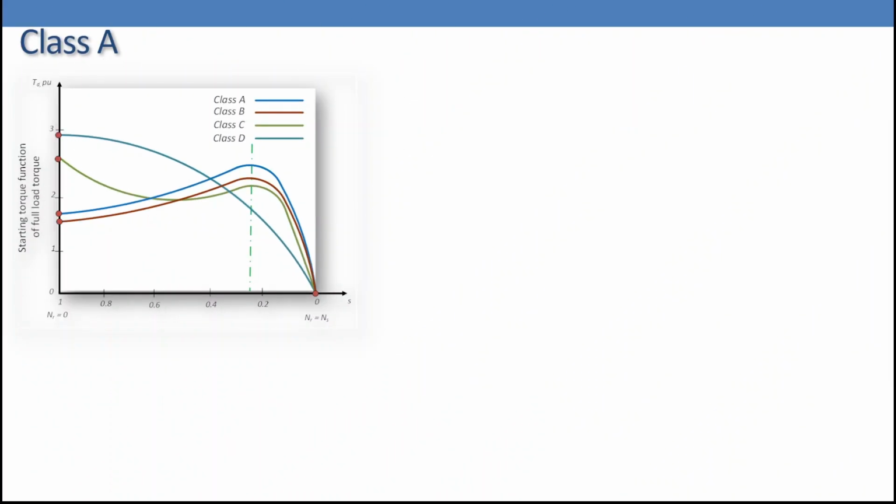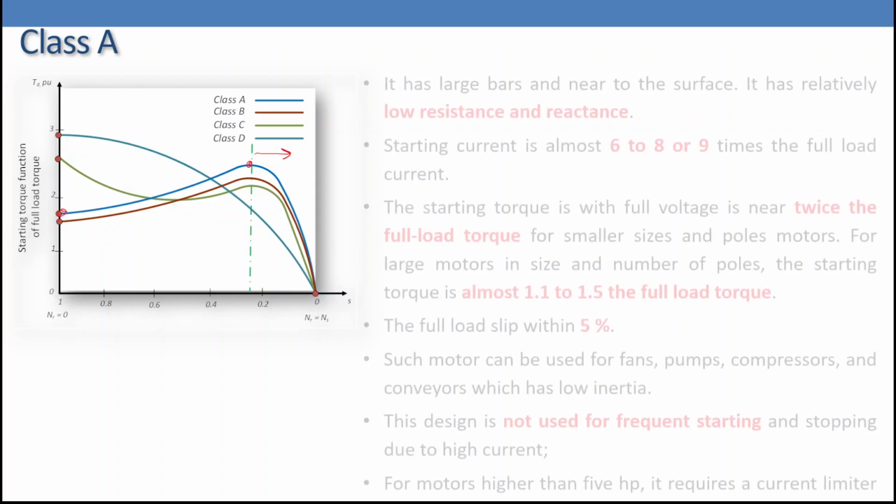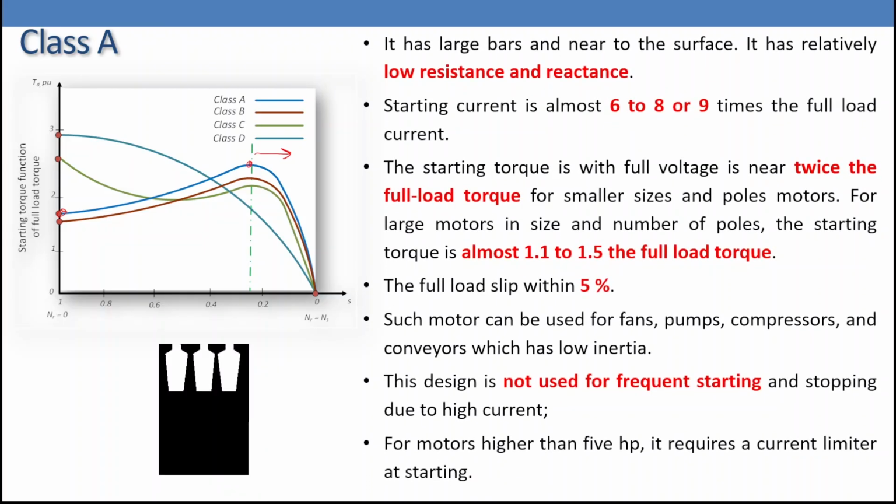Class A. As shown in the figure here, we have the blue line, we have starting torque, maximum torque, and the motor operates in this region. That one is Class A. So what are the features of Class A? It has large bars near the surface, as shown in this figure.